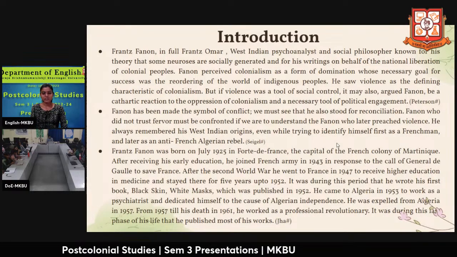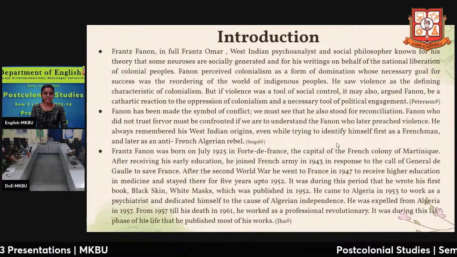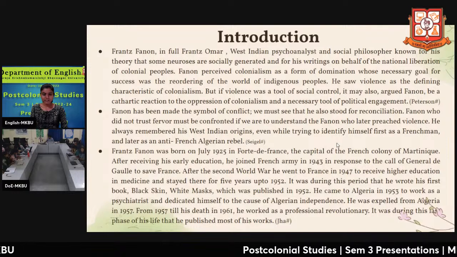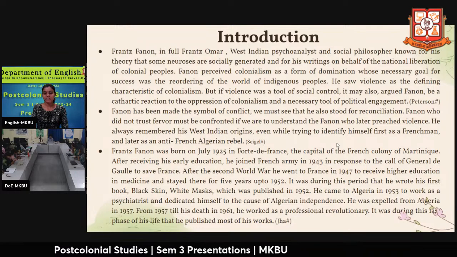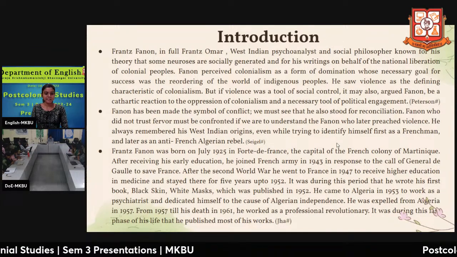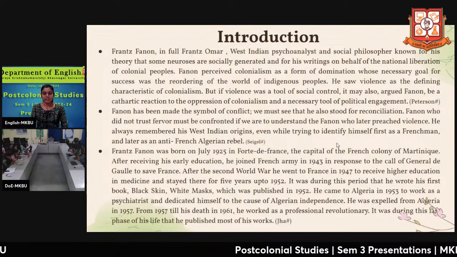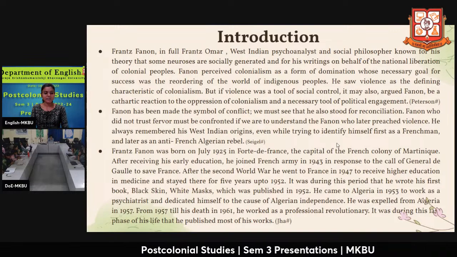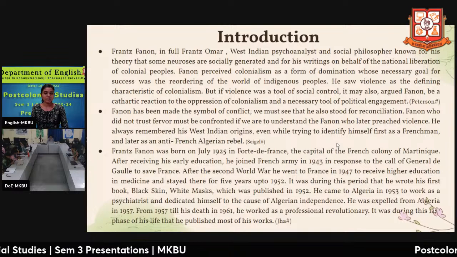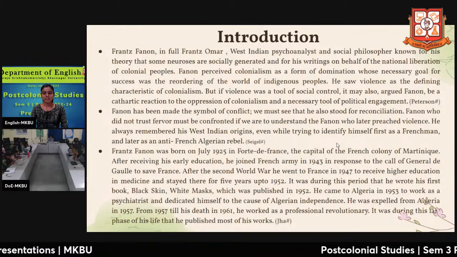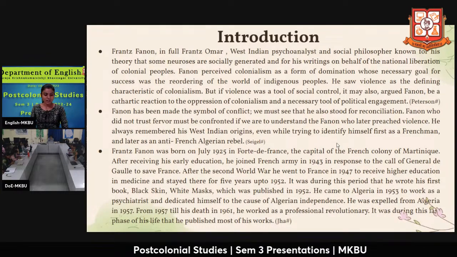It was during this period that he wrote his first book, Black Skin, White Masks, which was published in 1952. He came to Algeria in 1953 to work as a psychiatrist and dedicated himself to the cause of Algerian independence. He was expelled from Algeria in 1957, and from 1957 till his death in 1961 he worked as a professional revolutionary. It was during this last phase of his life that he published most of his works.